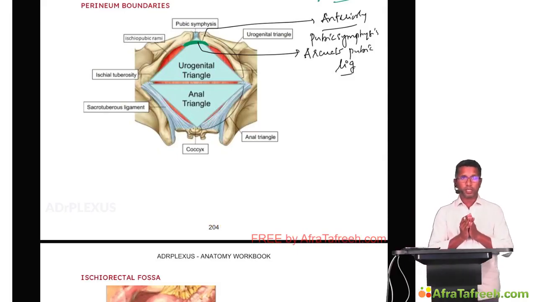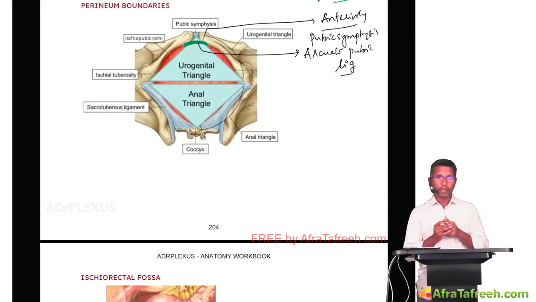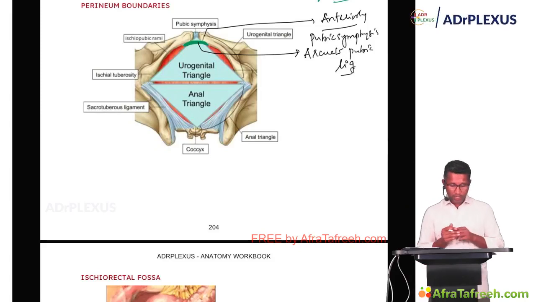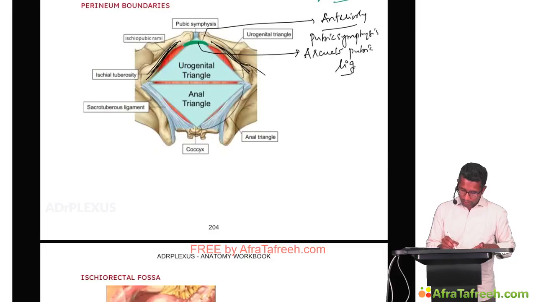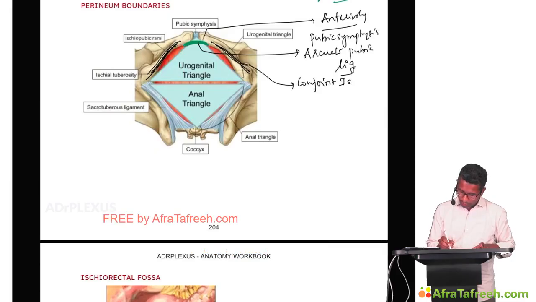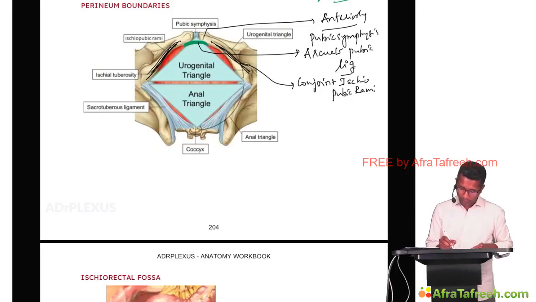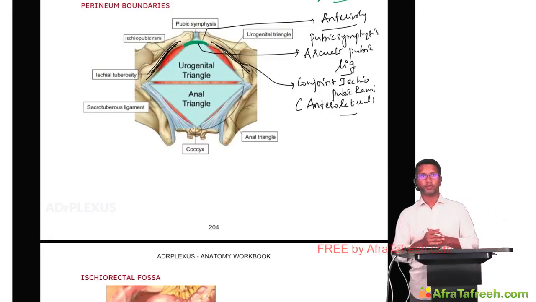So this pubic symphysis and arcuate pubic ligament form the anterior most boundary for the perineum, and on the lateral side you get these rami. The rami which you see on the lateral side are called the conjoint ischiopubic rami. So the anterolateral boundary is formed by the conjoint ischiopubic rami.